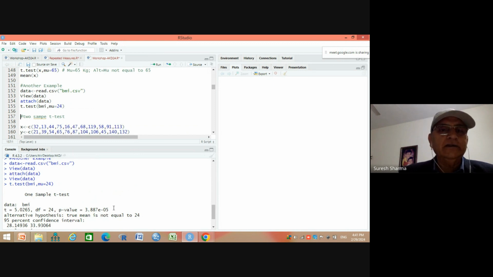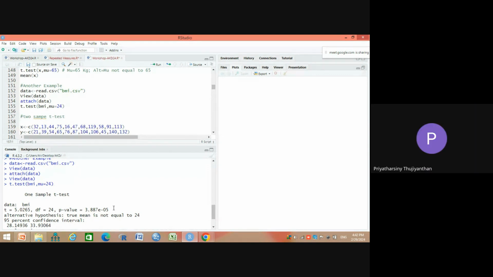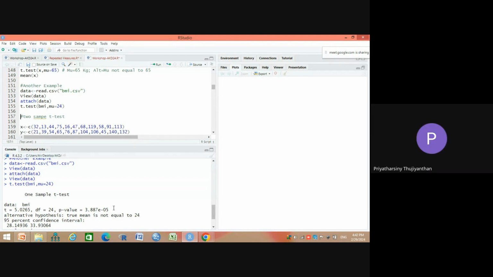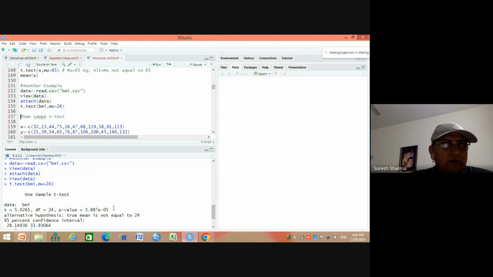That means it is 0.00003887. So a very, very small p-value. If it is a very, very small p-value, will the hypothesis be accepted or rejected? Yes, rejected. So what was H naught? Mu is equal to 24. Why have I taken 24? Because it belongs to the normal BMI range, 20 to 25.